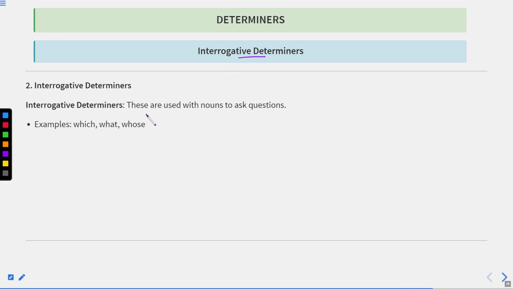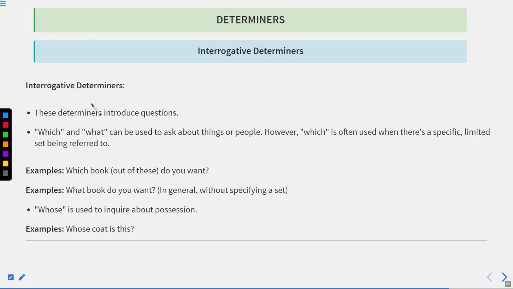Interrogative determiners. Interrogative determiners are used with nouns to ask questions. Examples: which, what, whose. So what are the various characteristics of interrogative determiners? Let us see. These determiners introduce questions. Which and what can be used to ask about things or people. However, which is often used when there is a specific limited set being referred to. Examples: which book out of these do you want? What book do you want, in general, without specifying a set?